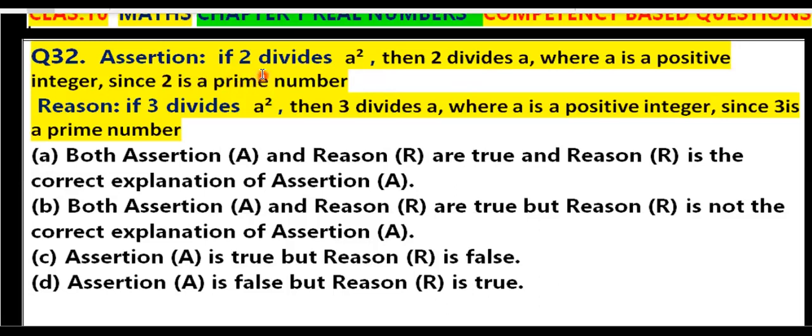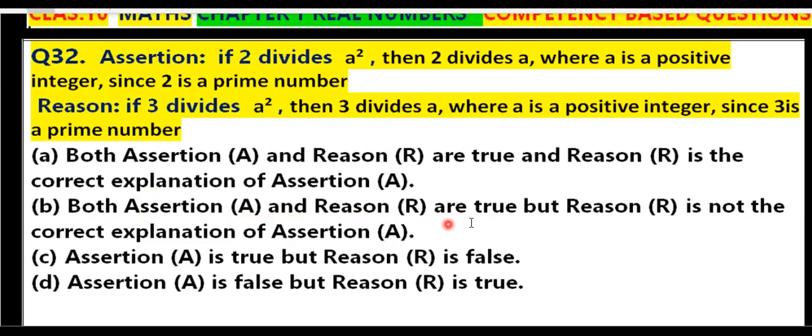Assertion: if 2 divides a square, then 2 divides a because a is a positive integer. Whenever it is a positive integer, means natural number, and since 2 is a prime number, yes, ये तभी डिवाइड करेगा अगर a स्क्वायर को करता है तो a को भी कब करेगा जब ये प्राइम नंबर होगा. That is true. If 3 divides a square, then 3 divides a where a is a positive integer since 3 is a prime number. दोनों ही स्टेटमेंट करेक्ट है, लेकिन ये इसका जो रीजन है वो उसको करेक्ट एक्सप्लेन नहीं करता. So B is the correct answer here.